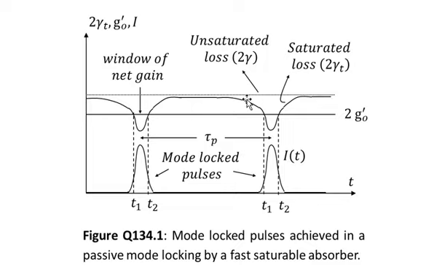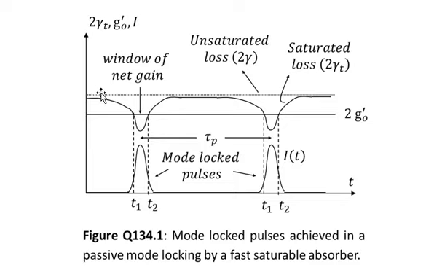And you see that we have plotted two quantities that are constant. One is 2 g naught prime. You see that this is the horizontal solid line, which is constant with time. So the gain of the system is constant with time. And you see that I have shown also a horizontal line parallel to the g naught prime line. This is the unsaturated loss 2 gamma.